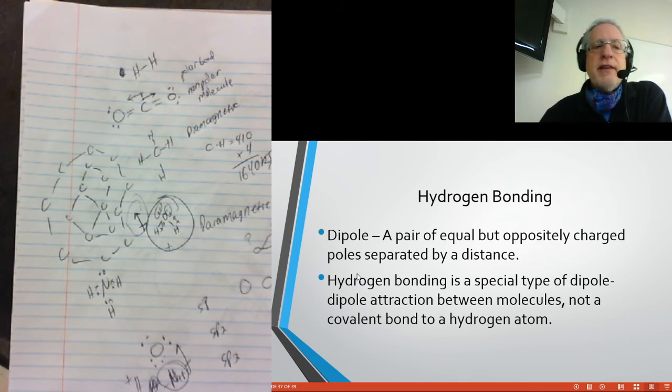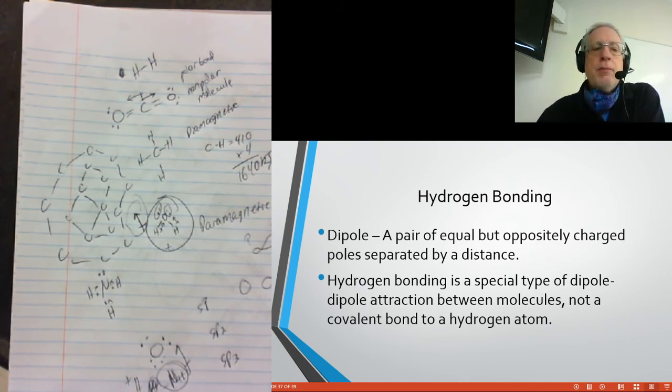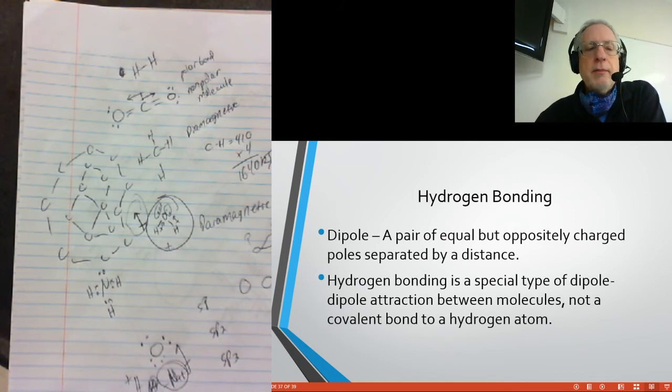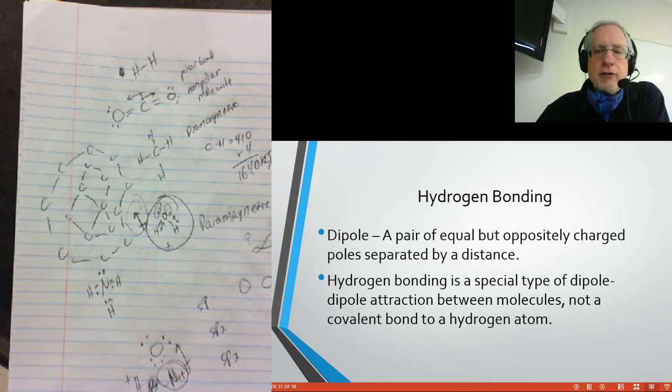Now, what do I mean when I say dipole? A dipole is a pair of equal but oppositely charged poles separated by distance. That's all it means. Hydrogen bonding is a special type of dipole interaction. It is not a covalent bond. Hydrogen bonding is not a covalent bond. It is a dipole interaction, but it is still pretty strong.